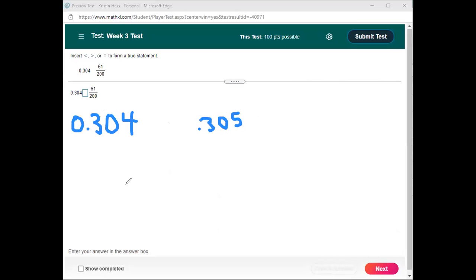One way to do this is to think in terms of money: 30.4 cents versus 30.5 cents. Which one would you rather have? I know it's really minuscule, but this one is just a little bit more. So point the arrow at the smaller number. So this is small, and this one's large.